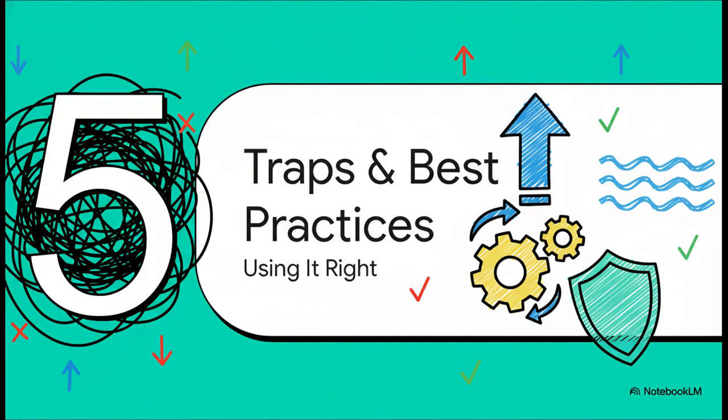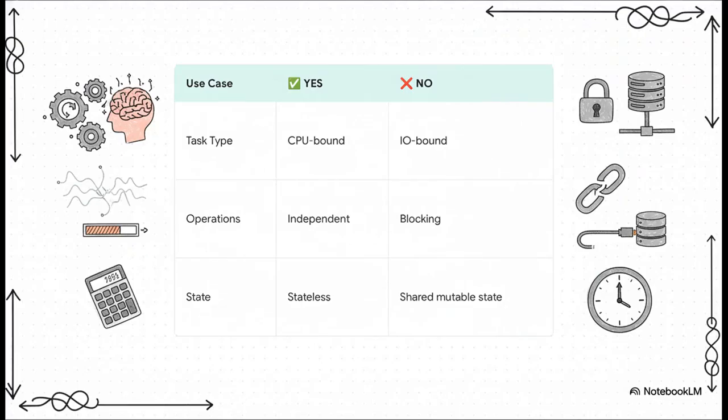Right. Because of that shared pool, knowing when not to use these tools is maybe even more important than knowing when to use them. So let's get into the critical traps and best practices that are going to keep your apps running fast and, more importantly, stable. So here's the bottom line. You have to use fork/join and parallel streams for the right kind of job. This table breaks it down perfectly.